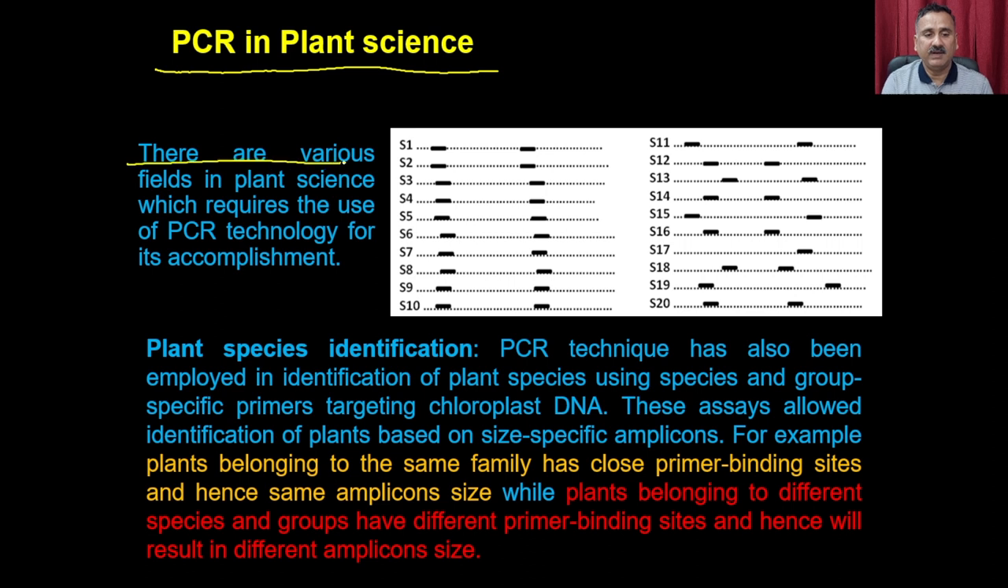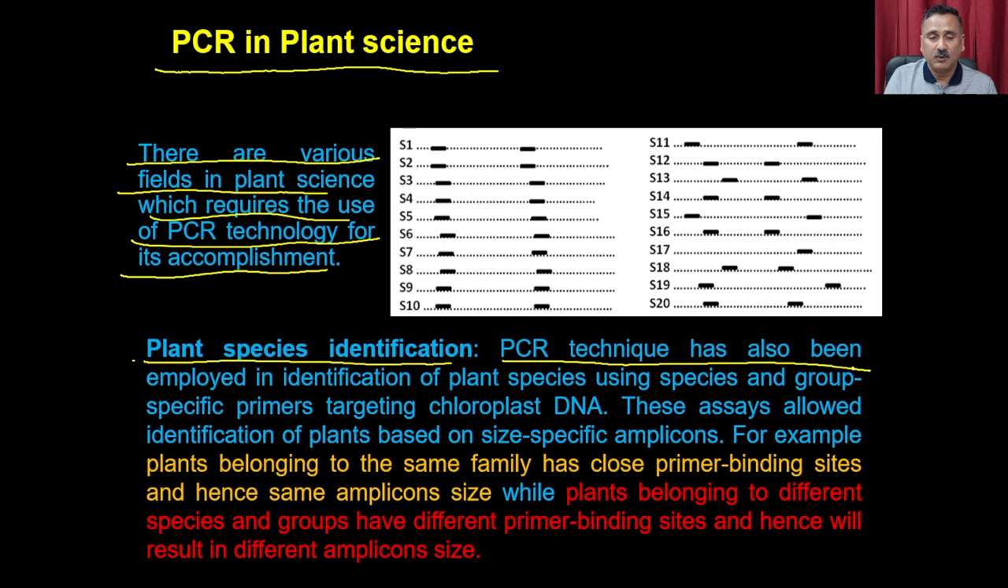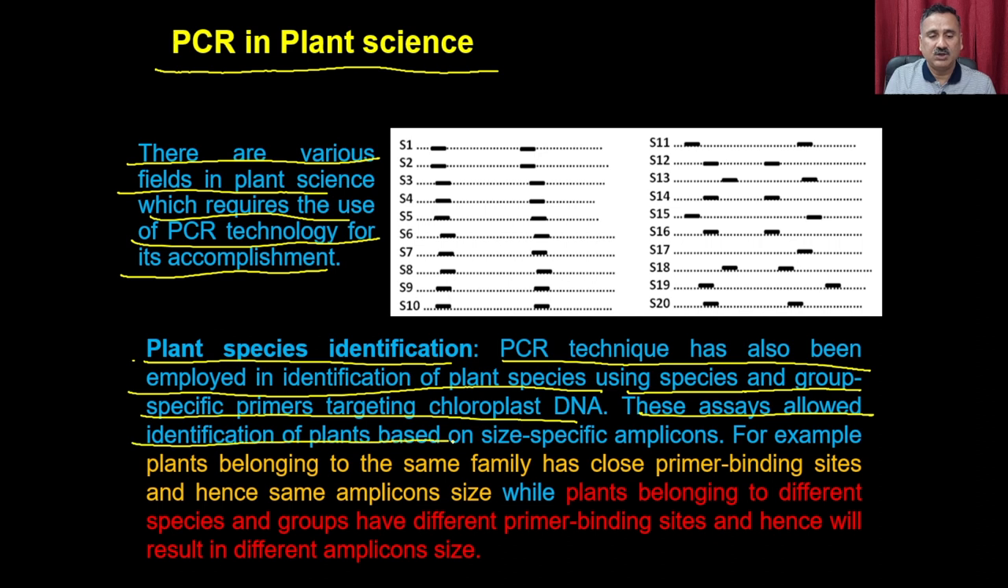So, there are various fields in plant science which require the use of PCR technology for its accomplishment. One of the major areas where PCR is being used is plant species identification. The PCR technique has also been employed in the identification of plant species using species- and group-specific primers targeting the chloroplast DNA.